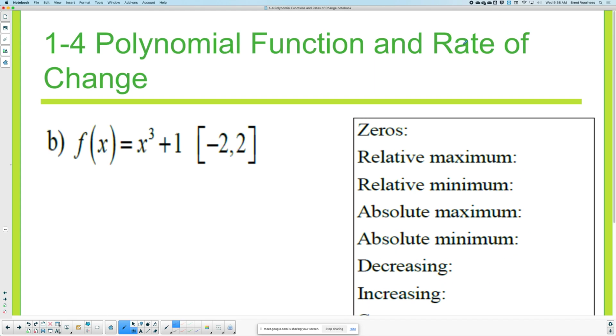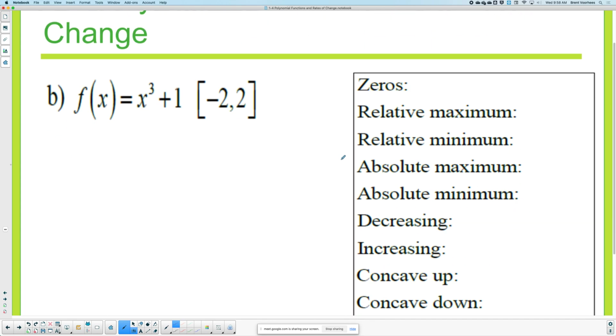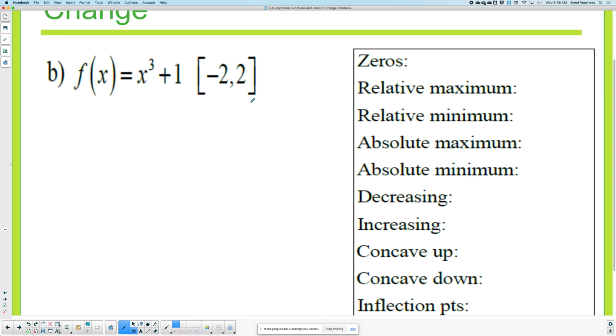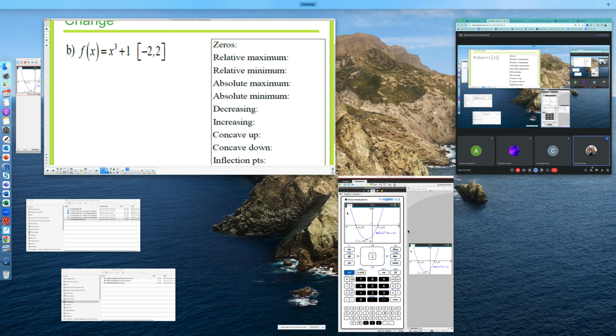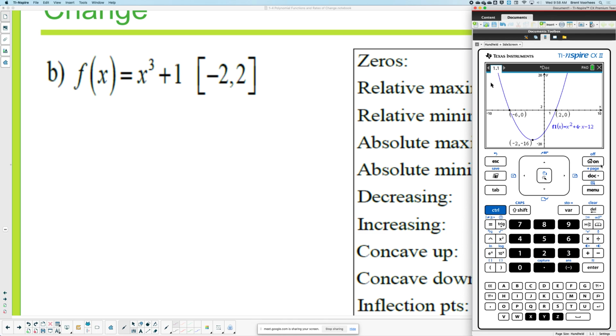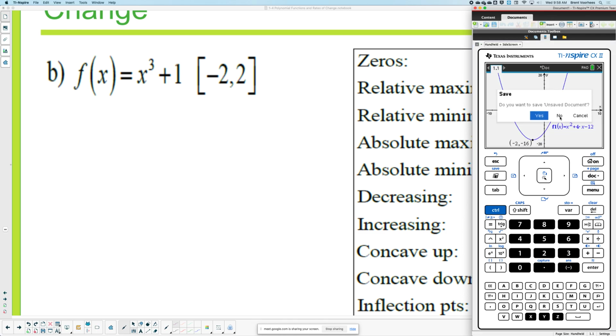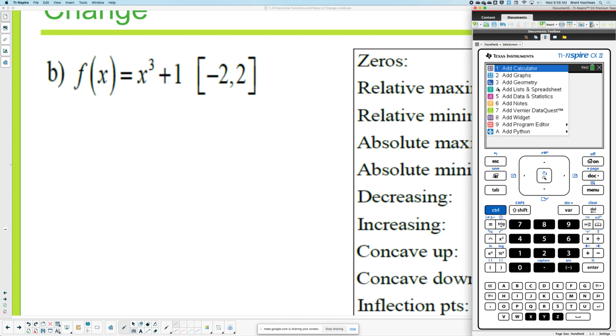Part B. X cubed plus 1 on the interval -2 to 2. Now this time, there's a way of doing this in the calculator, and I'm going to show it to you, as long as I remember how to do it right. Just to make sure, clear your calculator out. Hit home screen, don't save. I want to make sure it doesn't add any numbers it doesn't need on there, because we added zeros, we added a minimum.